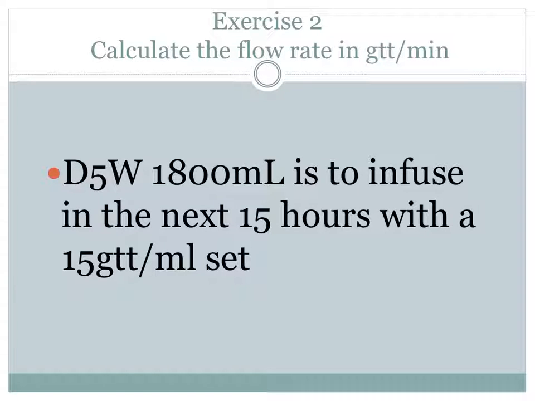Let's calculate the drops per minute for exercise 2. We're giving D5W 1,800 milliliters to be infused in the next 15 hours with a 15 drop per mil set. Please pause and take the time to calculate the drops per minute for this exercise.